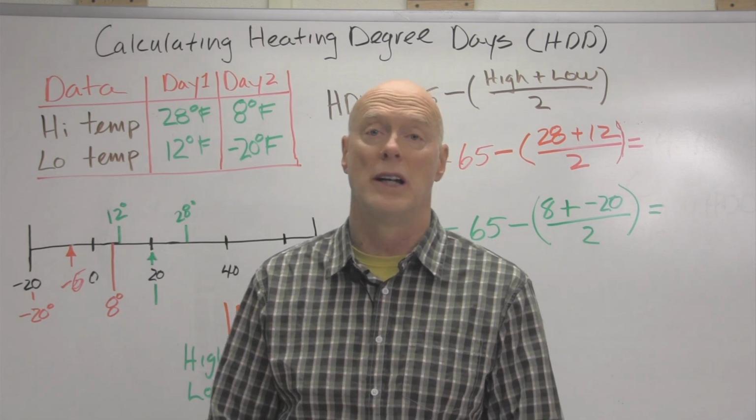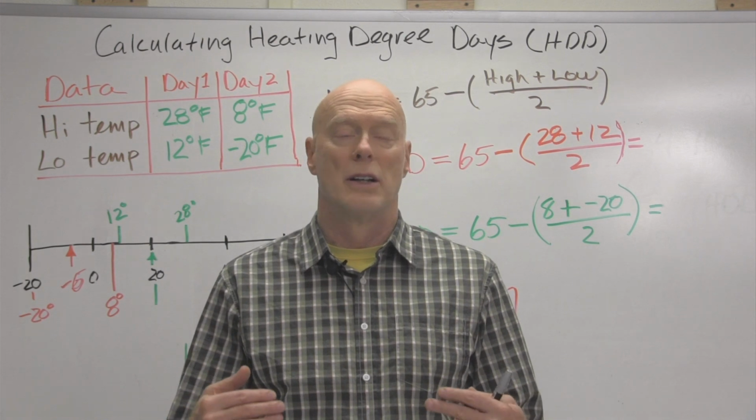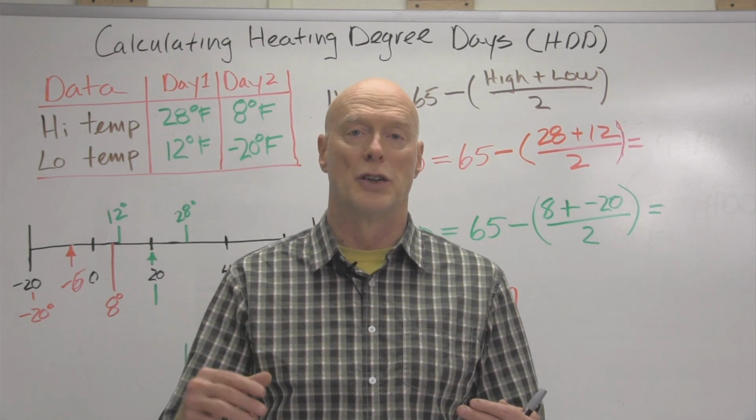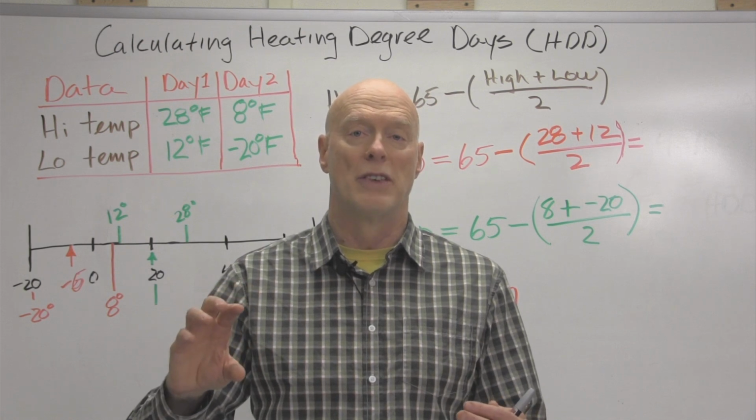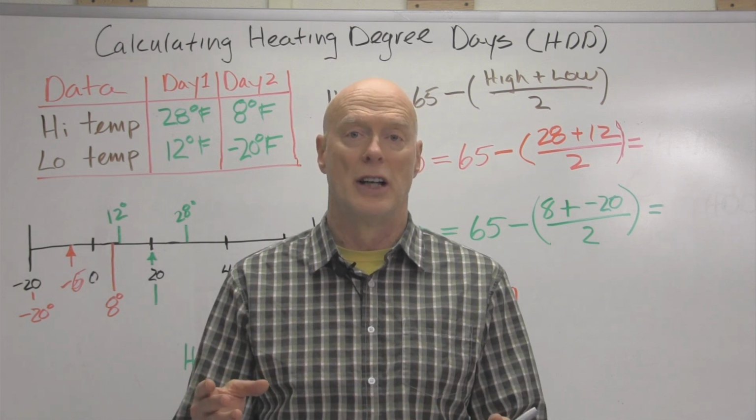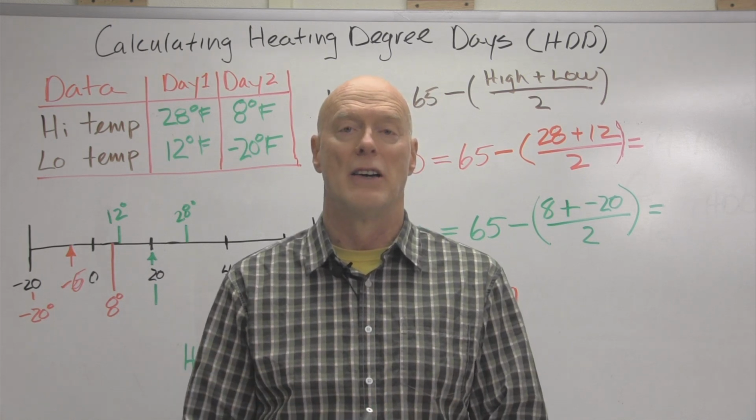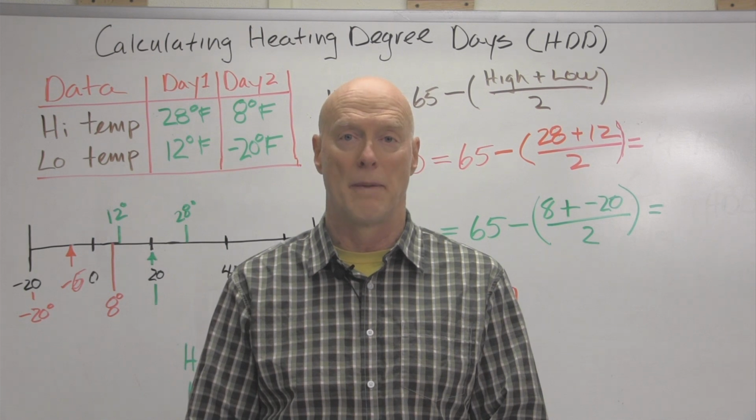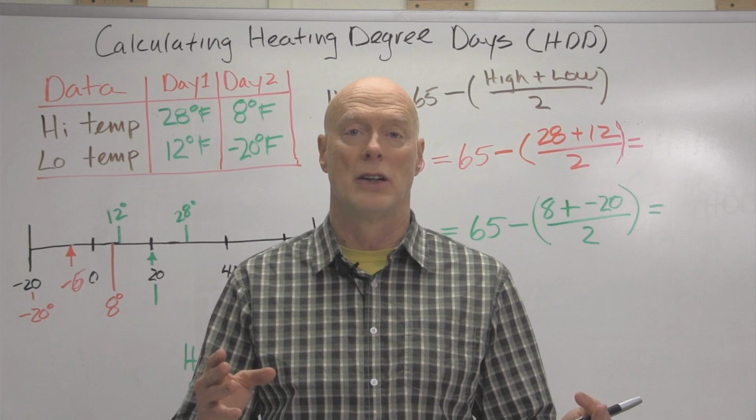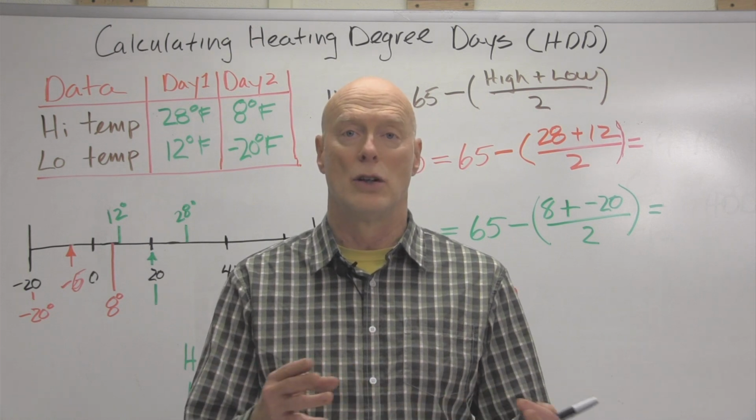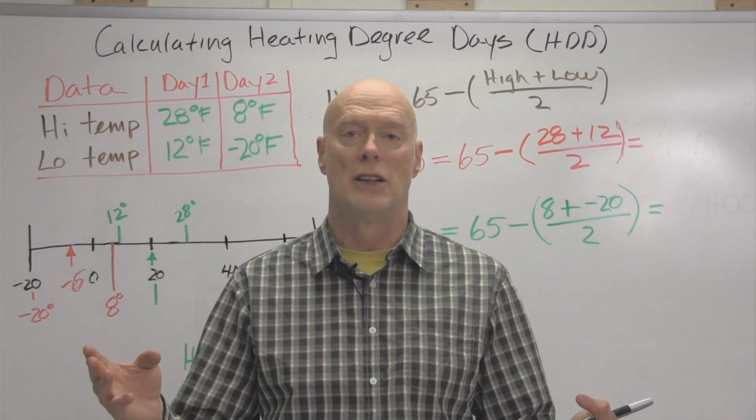And so how do we get heating degree days? Well, we find out the high temperature for the day, the low temperature for the day. We take those two numbers, we add them together, we divide by 2, which creates an average, and we subtract that average from 65 degrees, which is the balance point. On day 1, you might have, say, 20 heating degree days. Day 2 may be 30 heating degree days. Day 4 may be 60 heating degree days.